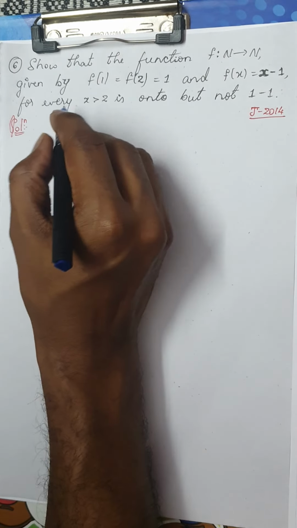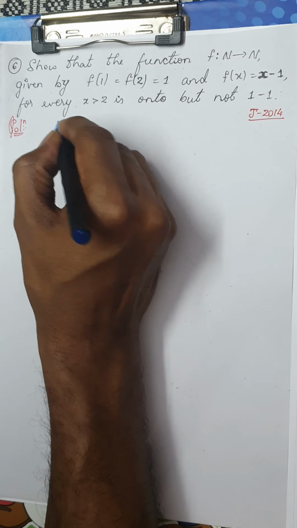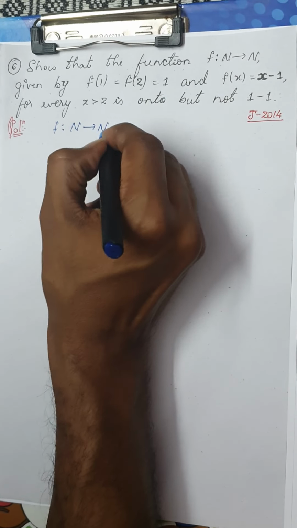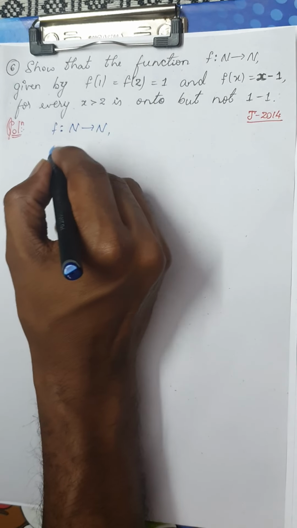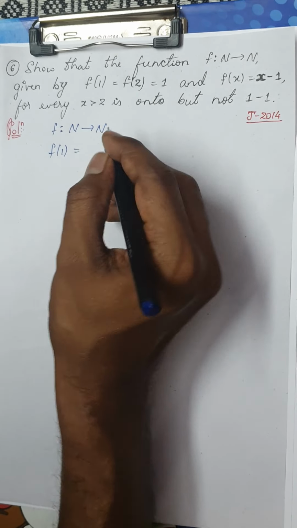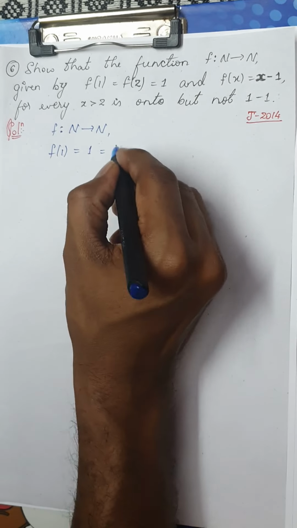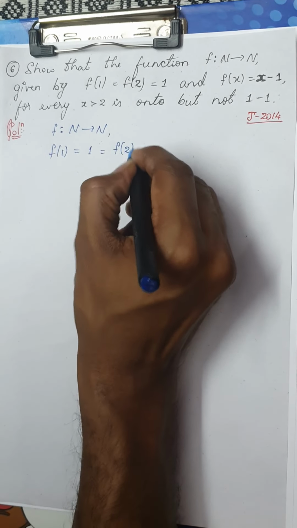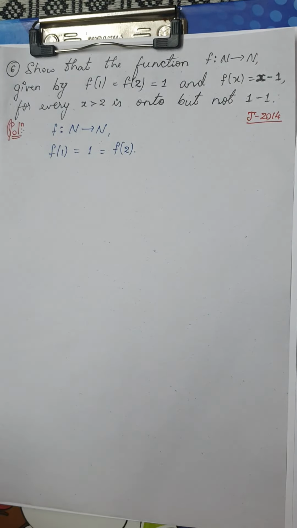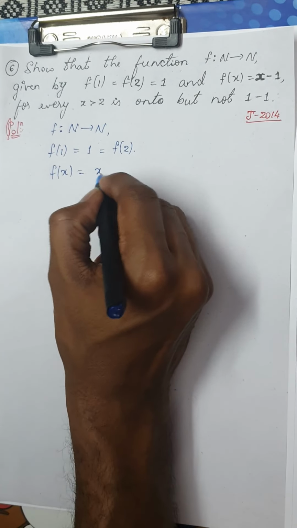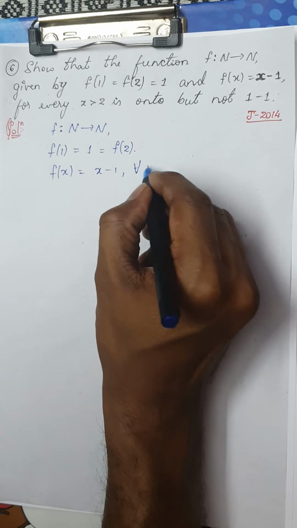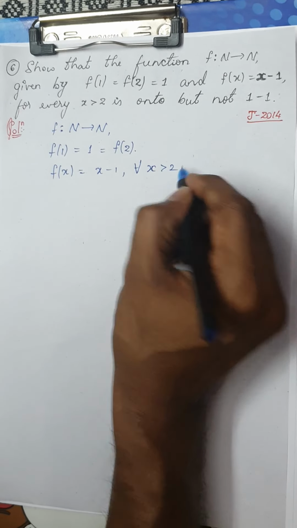Okay, so let us write how f is defined. f is from N to N. Okay, and remember f of 1 is the same as 1 and f of 2 is also 1. Okay, and also he has given f of x is equal to x minus 1. This is for every x greater than 2.